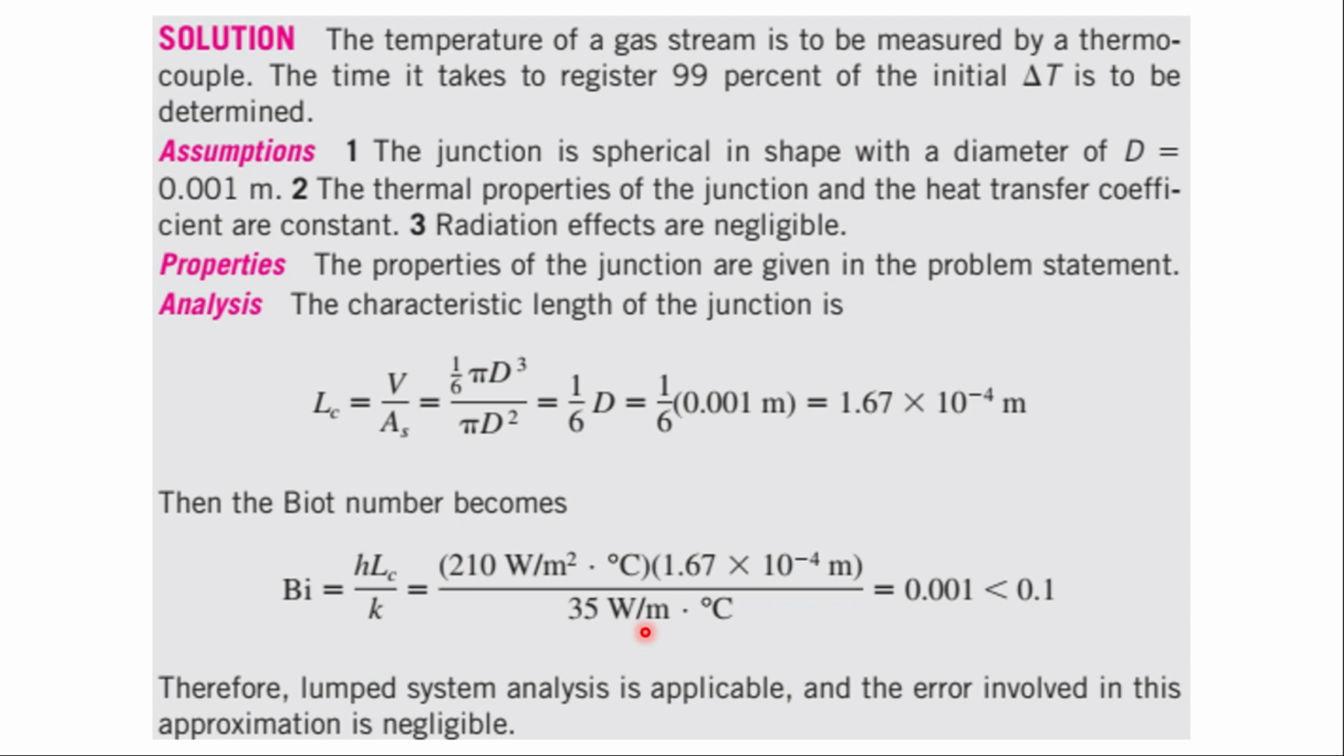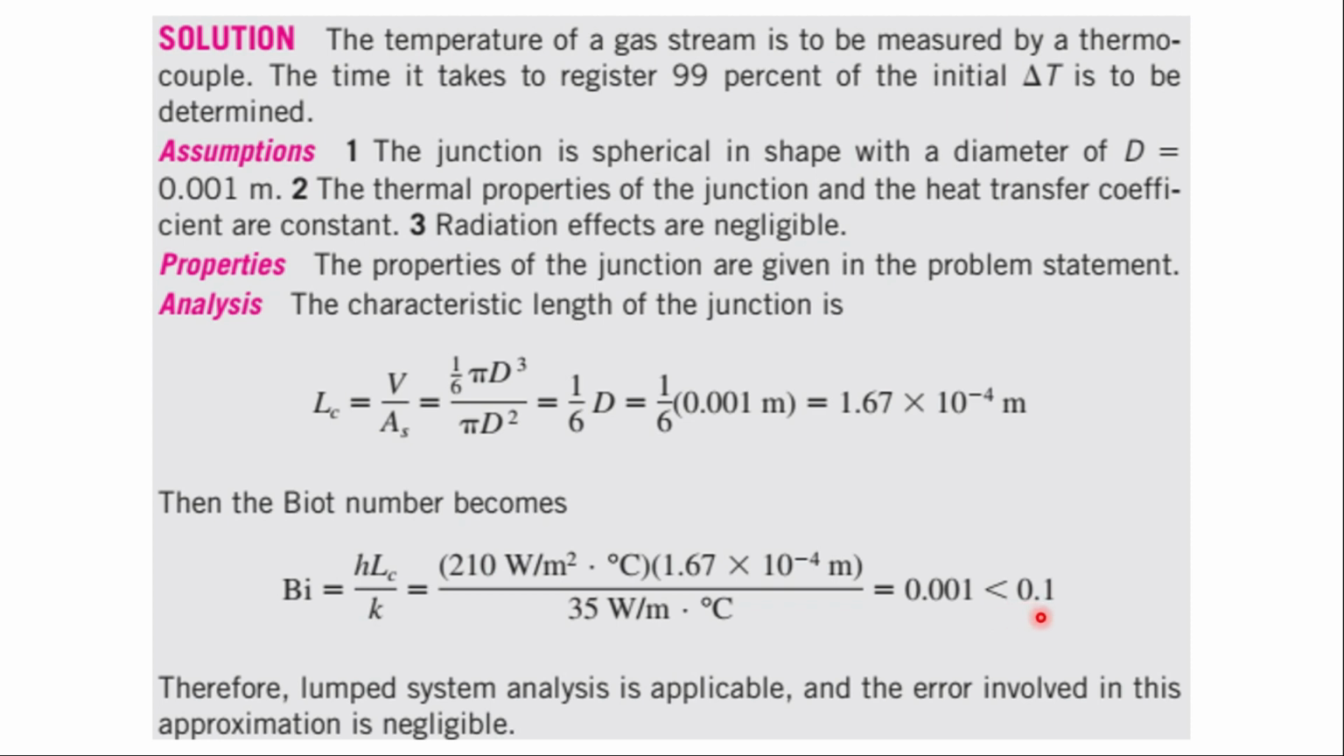In order to determine the characteristic length, we must have the volume as well as the surface area of a sphere, which is the tip of the thermocouple. As you can see, this is the volume of the sphere and this is the surface area of the sphere. After simplifying that and putting in the value of the diameter, we will have 1.67 × 10^-4 meter, and this value is the characteristic length. After that we have to put this characteristic length value into the formula of the Biot number. After putting in all the values, that is the characteristic length, convective heat transfer coefficient and the thermal conductivity, we will have the value of the Biot number, which is 0.001, and it is less than the criterion for the lumped system.